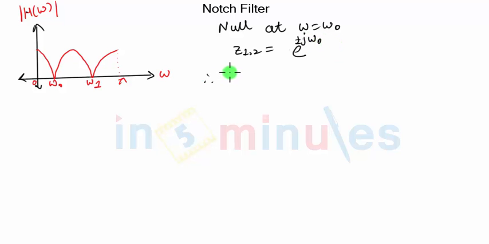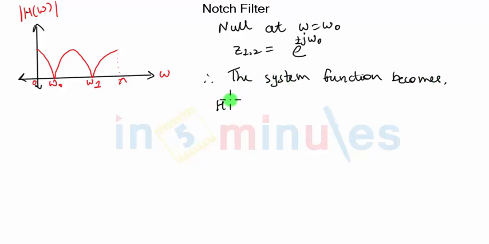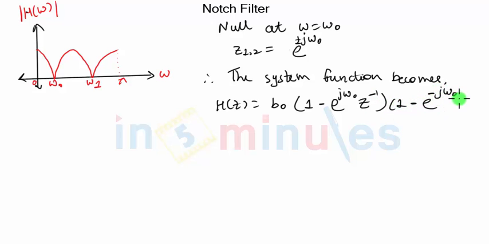So the system function becomes, if I know two zeros, then I can write H of z as b naught, which will be some constant, times 1 minus e raised to j omega naught z inverse, which is my first zero, times 1 minus e raised to minus j omega naught z inverse. This is my second zero at minus omega naught. So the first zero is at plus j omega naught, and the second zero at minus j omega naught. Ideally it should be r e raised to j omega, but r is equal to 1 because both the zeros are placed on the unit circle.